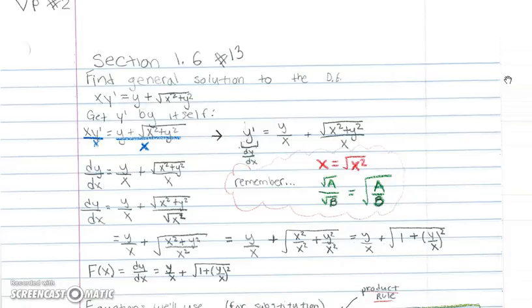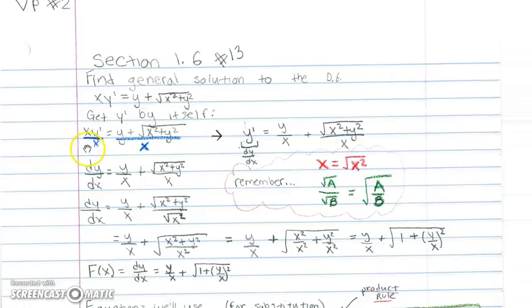So the question says to find the general solution of the differential equation, and we were given x times y prime equals y plus the square root of x squared plus y squared. So the first thing we want to do to solve this is to get y prime by itself, because y prime is the same thing as dy/dx, and to solve this we want to get that by itself.